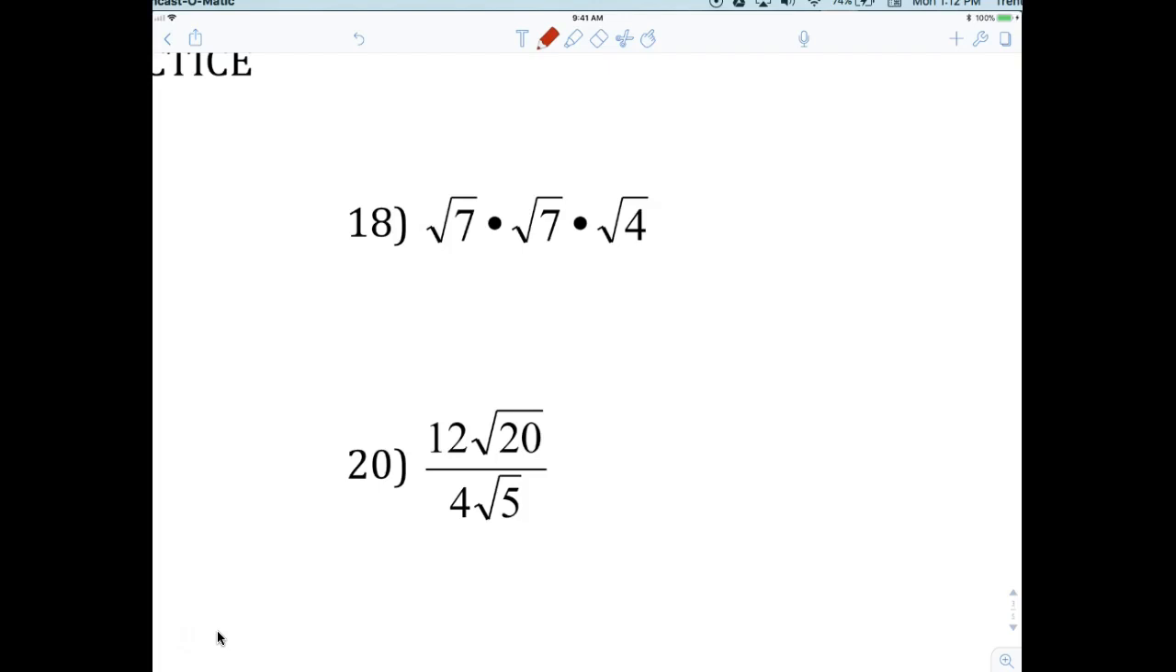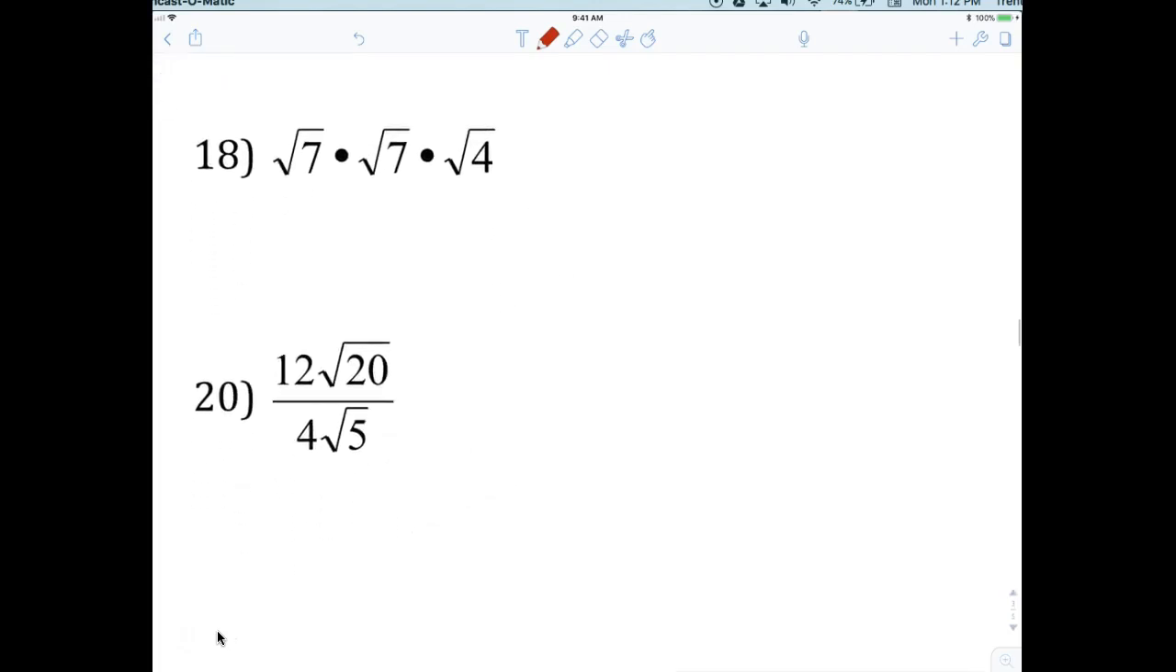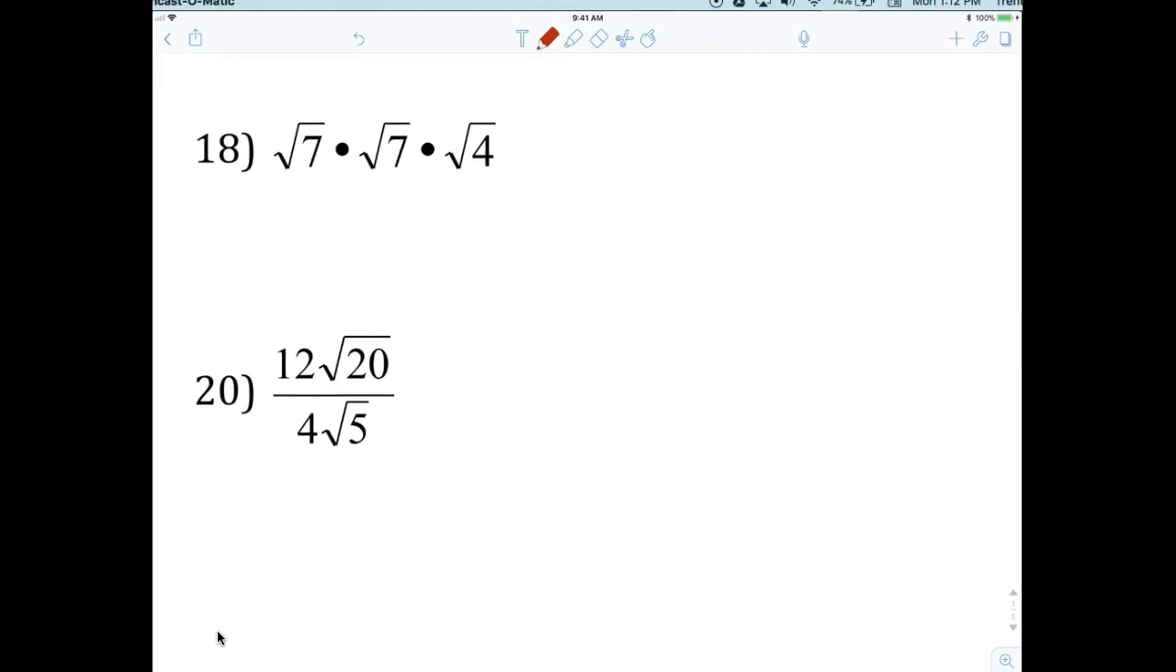Again, a lot of people had trouble with problems like 18. So come on now, look up here and make sure you can look at that and just say the answer is what? 14. Good. How do I know? What's the square root of 7 times the square root of 7? 7. What's the square root of 4? 2. 2 times 7 is 14. You're not multiplying everything together. That's a waste of time. You take them out in groups of 2.